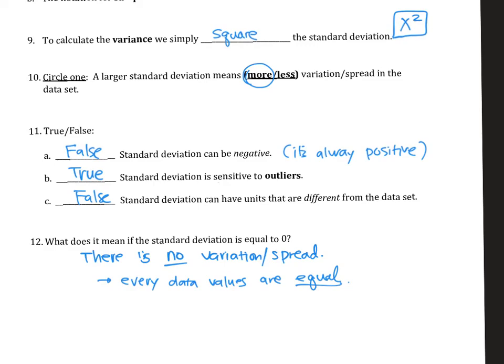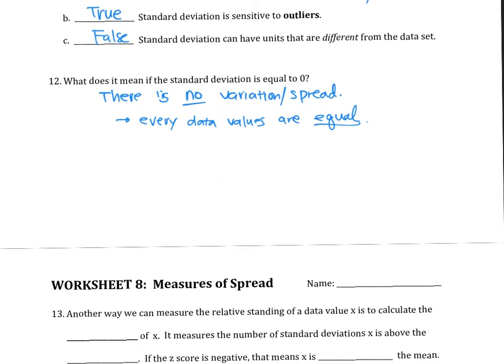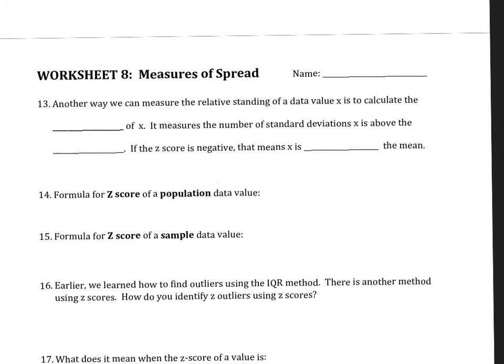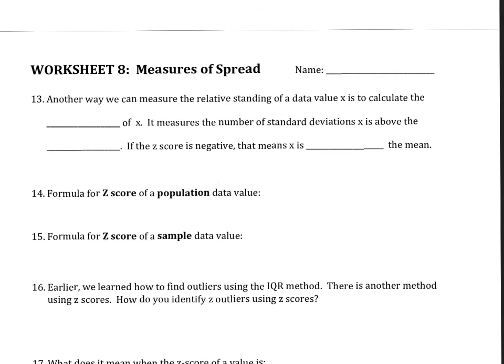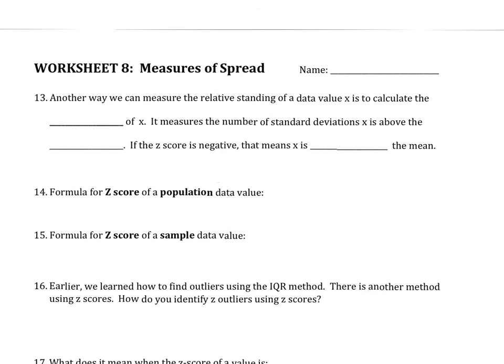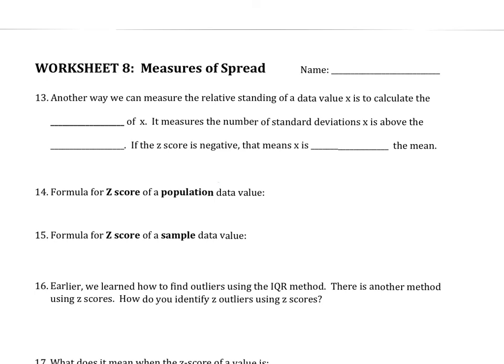Alright, now we know how to calculate the standard deviation. We're going to try to use that in some ways. One use for standard deviation is to find out what the outlier is. Before, we used the IQR method to find the outlier; here we're going to incorporate standard deviation to try to find the outlier. So another way that we can measure the relative standing of a data value is to calculate the z-score.